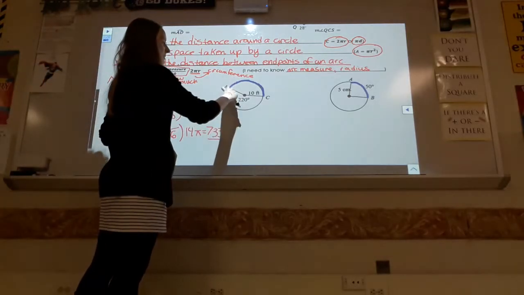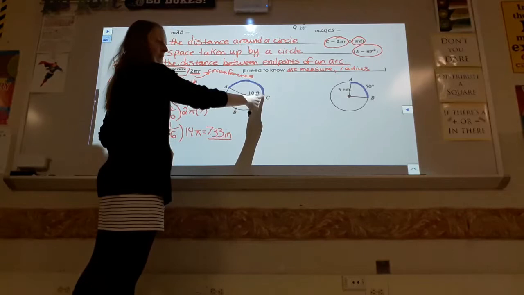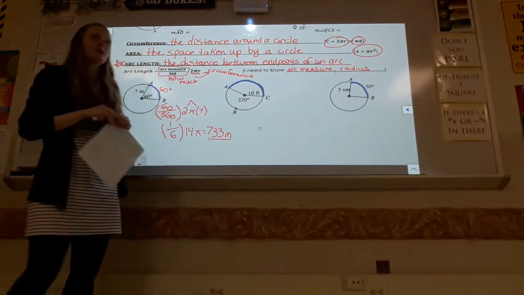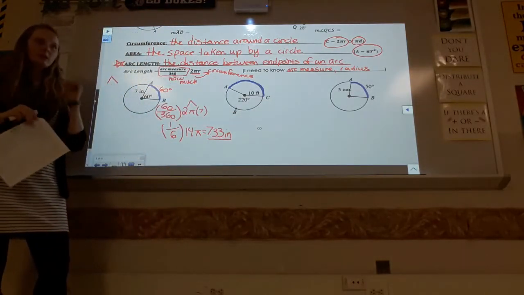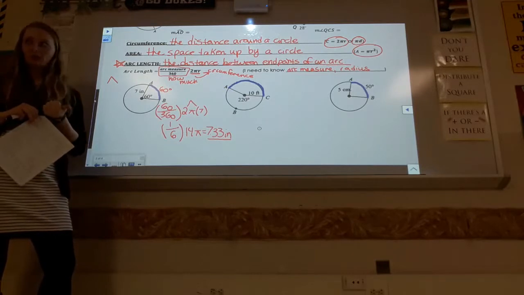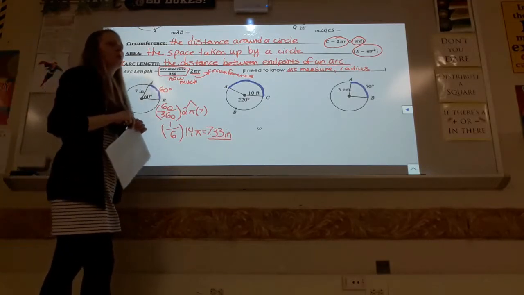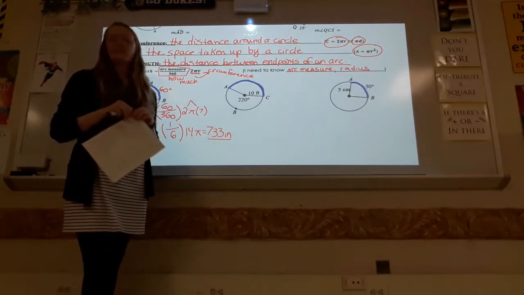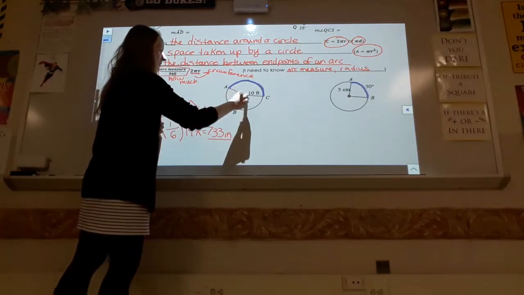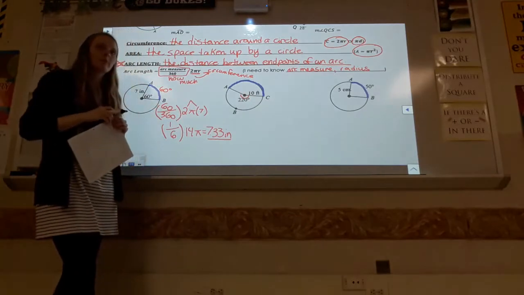Alright, so for this one I'm trying to find the length of AC, which is a minor arc here. So what 2 things do I need to know? I need to know the arc measure. And I need to know the radius. So what is the arc measure? No. 220 is referring to this angle right here. How did you find that?